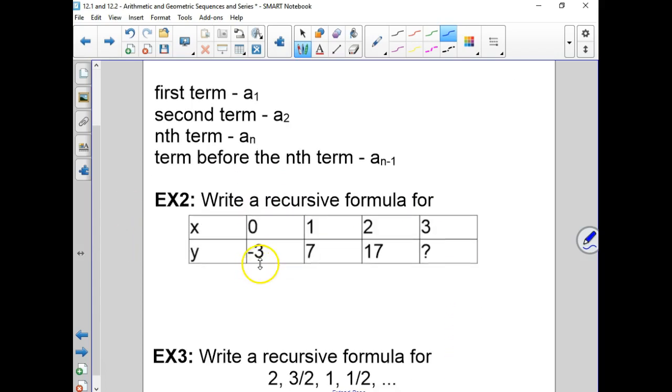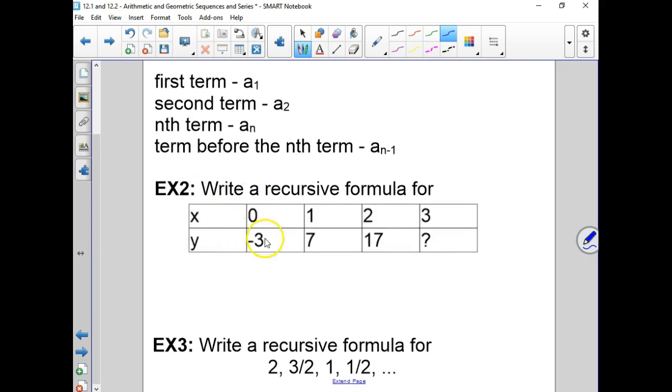So if we look at this pattern here and we're asked to write a recursive formula for this pattern, we see we've got 0, 1, 2, 3 up here. Everything's increasing by 1. And we start at negative 3. Then we've got 7, 17. So it looks like what's happening here is we're adding 10 each time. You may remember doing this sum from Math 1.